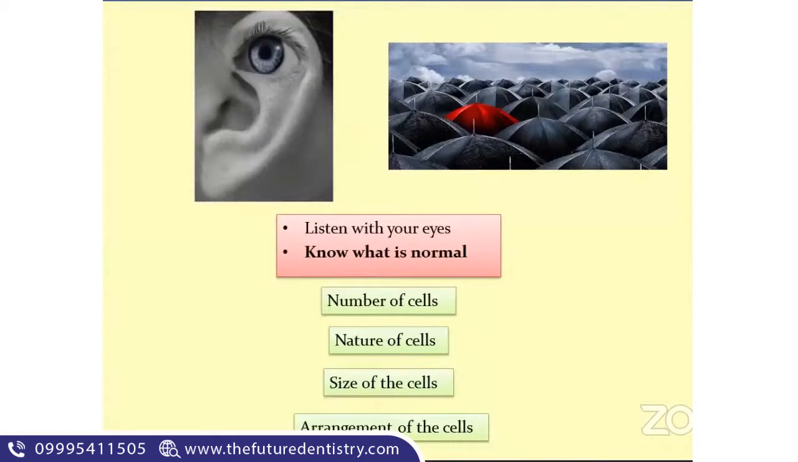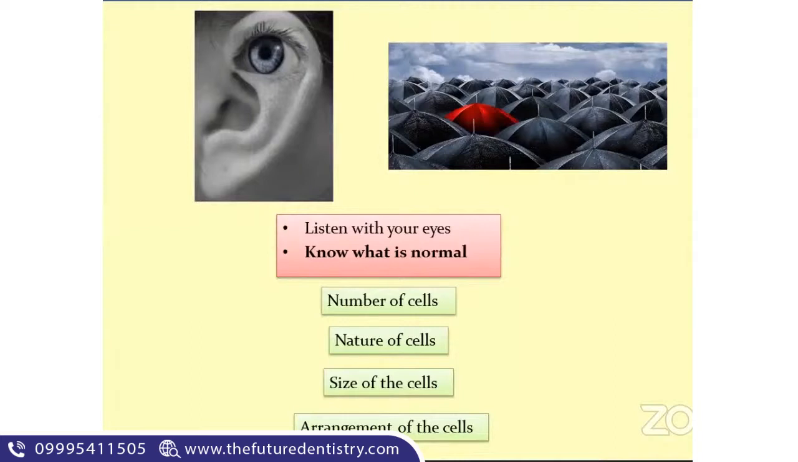The second is the nature of the cells. What type of cells are present there? Are they inflammatory cells? Are they epithelial cells? Or are they giant cells? So that determines the nature of the environment in which that cell is residing.